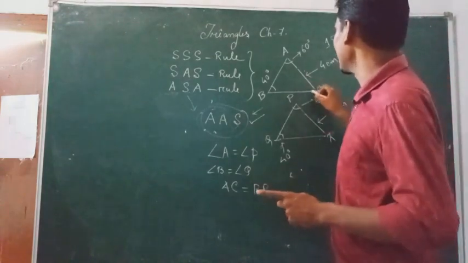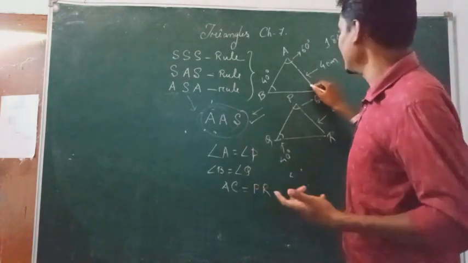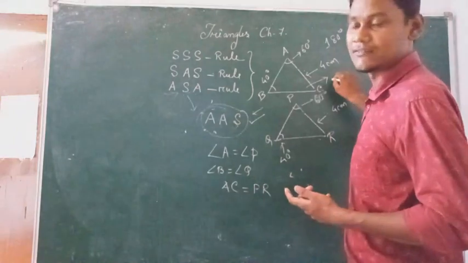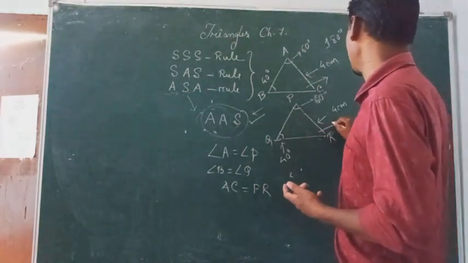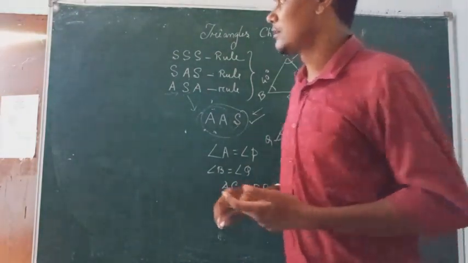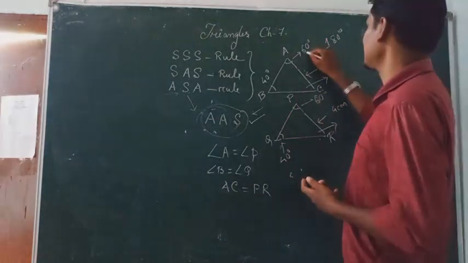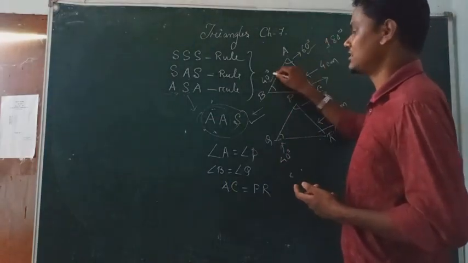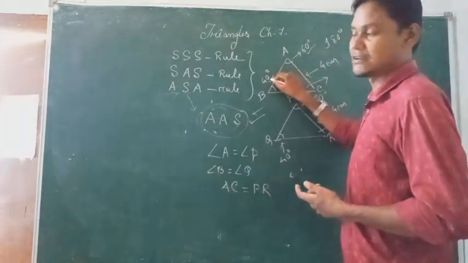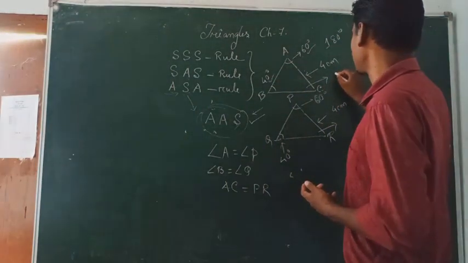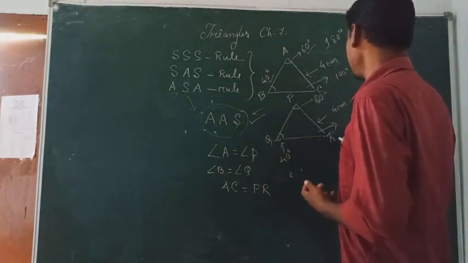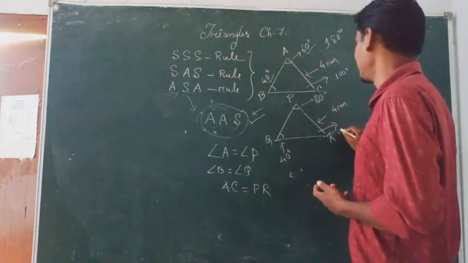Now according to that, I can straight away get the value of angle C and angle R, which will be equal in measure. If this measures 60 degrees and this measures 40 degrees, 60 plus 40 is equal to 100 degrees, so angle C will be 180 minus 100, that is 80 degrees. Like that, angle R will also be 80 degrees.